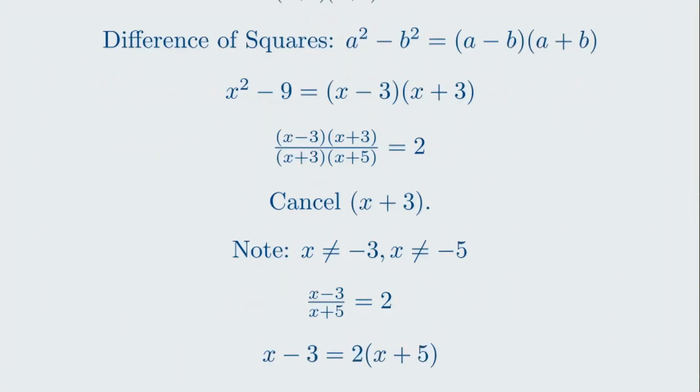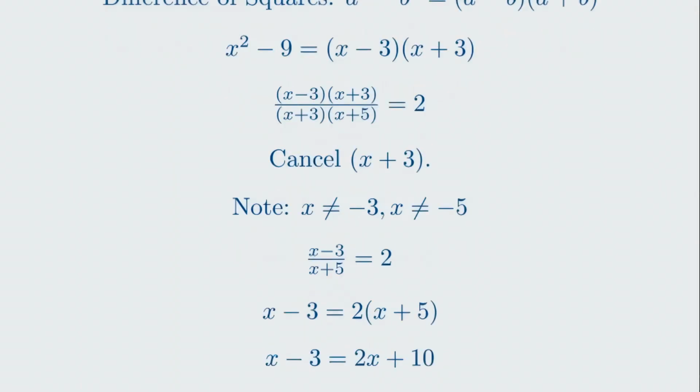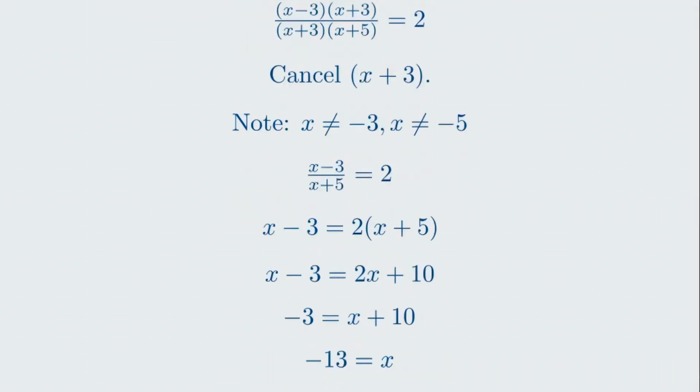To solve for x, we multiply both sides by the denominator x plus 5. This gives us x minus 3 equals 2 times the quantity x plus 5. Now, distribute the 2 on the right side. 2 times x is 2x, and 2 times 5 is 10. The equation becomes x minus 3 equals 2x plus 10. To solve for x, let's get all the x terms on one side and the constants on the other. Subtracting x from both sides gives us -3 equals x plus 10. Then subtracting 10 from both sides gives us -13 equals x. So our solution is x equals -13.